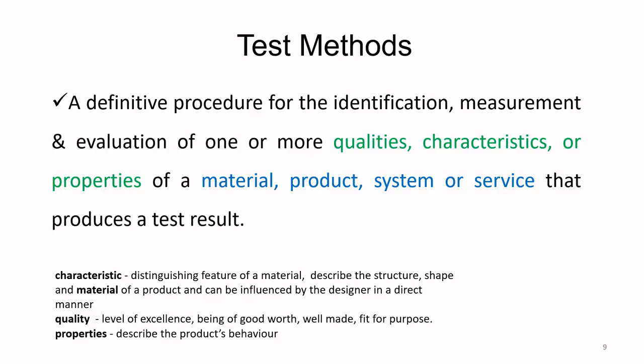So ASTM says that their test method number 75. So let's say ASTM has test method number 75 and 76 to check the color fastness of blue cotton fabric. So ASTM has a definitive procedure for the identification, measurement, and evaluation of one or more qualities. Now here, what quality are we trying to evaluate? The color fastness of blue color in the cotton fabric.